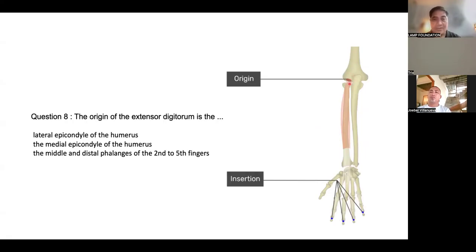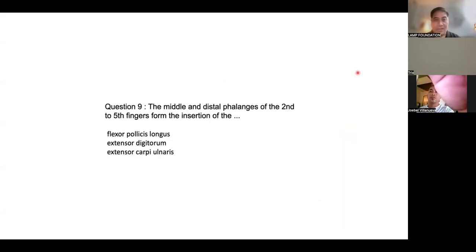So what's the answer? We all know this is the humerus. Lateral epicondyle of the humerus. This is the epicondyle, no? And this is the humerus. The humerus is the counterpart of the femur, and the femur is the largest bone in the body.